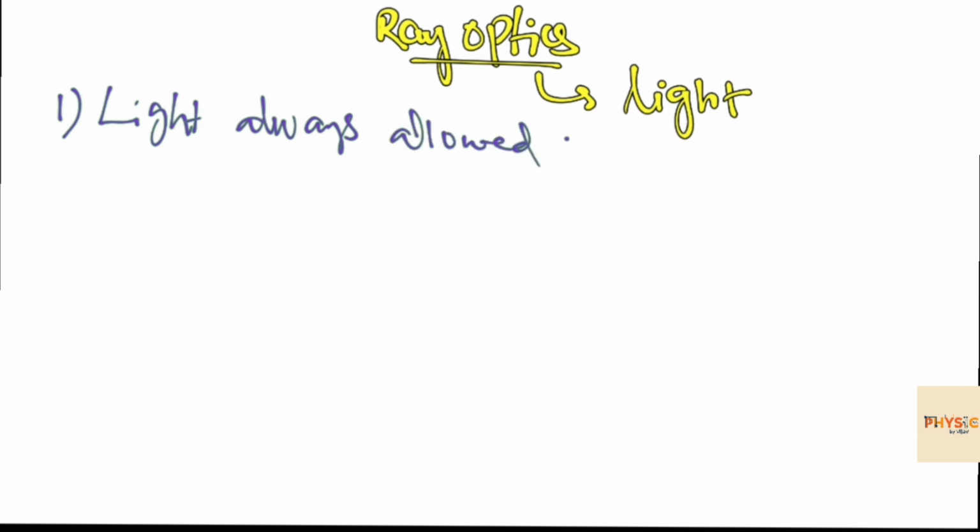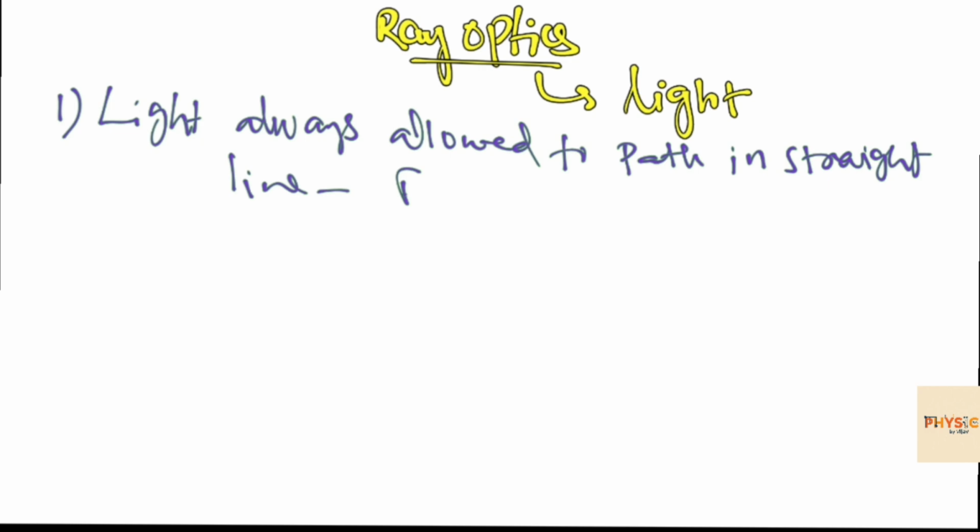One, light is always allowed to path in a straight line, and this law is called the Fermat principle. According to the Fermat principle, light is always allowed to path which takes less distance.